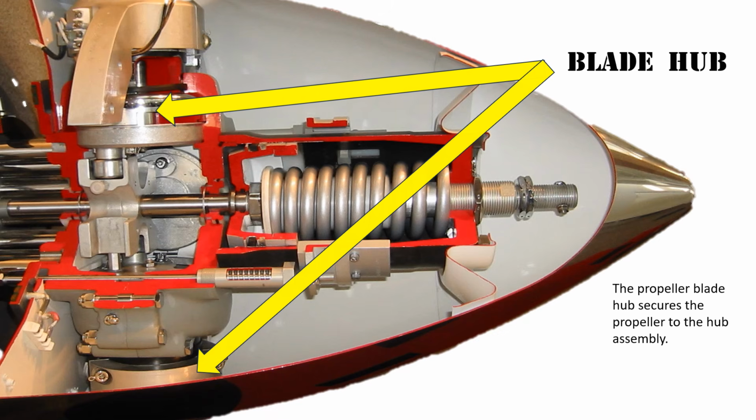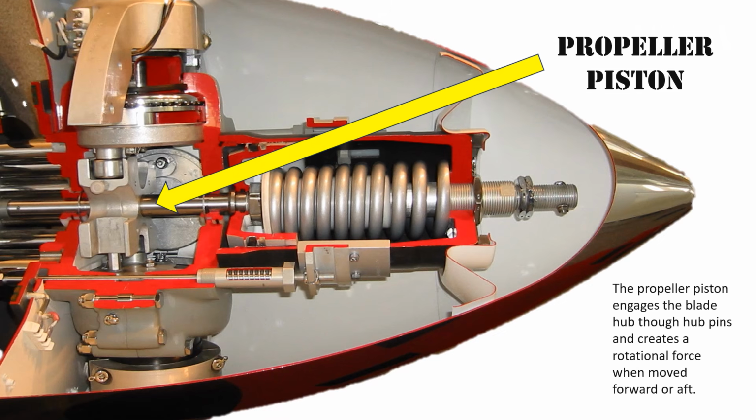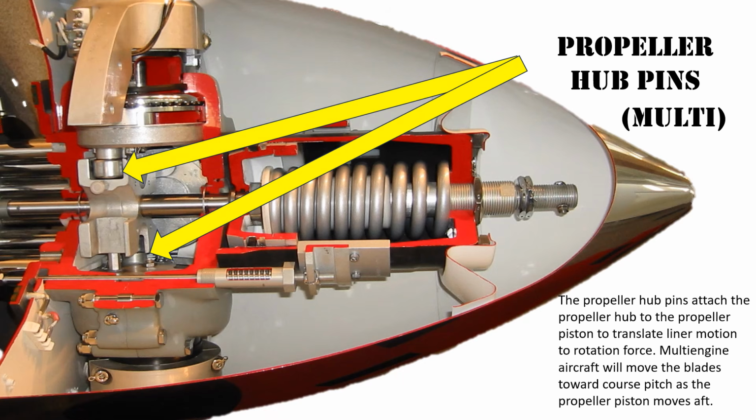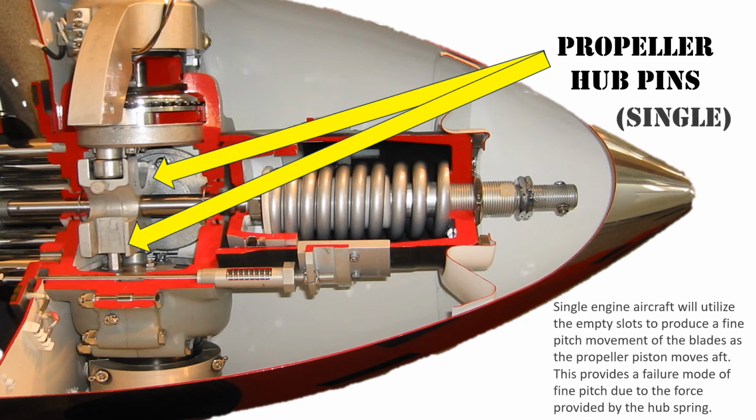The propeller blade hub secures the propeller to the hub assembly. The propeller piston engages the blade hub through hub pins and creates rotational force when moved forward or aft. The propeller hub pins attach the propeller hub to the propeller piston to translate linear motion into rotational force. Multi-engine aircraft will move the blades towards coarse pitch as the propeller piston moves aft.